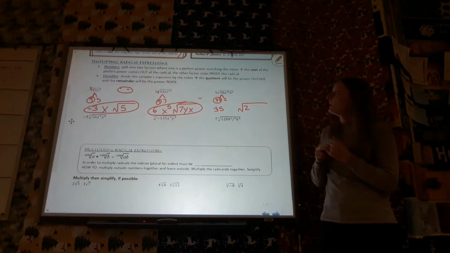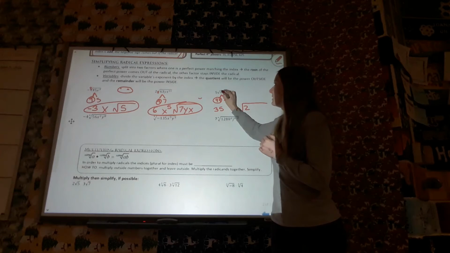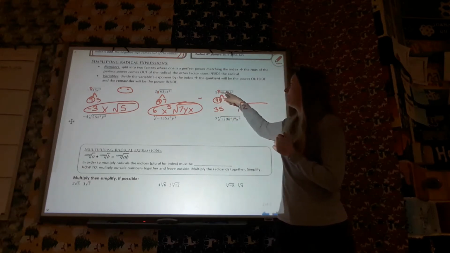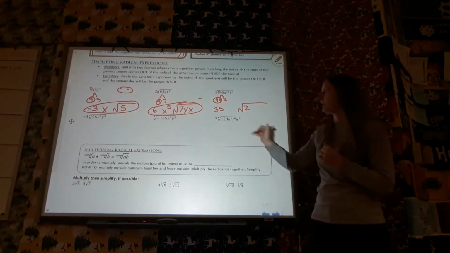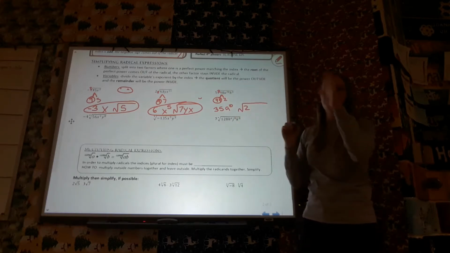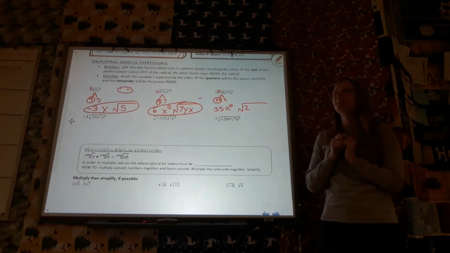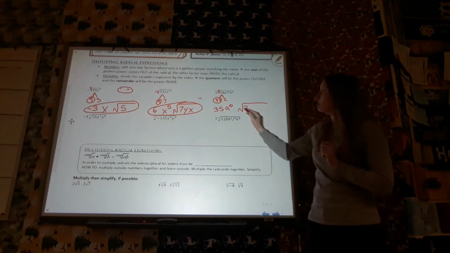Okay? Now the variables. What is the index for this? 2. An index of 2. How many times does 2 go into 20? 10. Oh, sorry. Forget the P. That's not supposed to be there. You can just scribble it out from the question. Sorry, that's a 10.